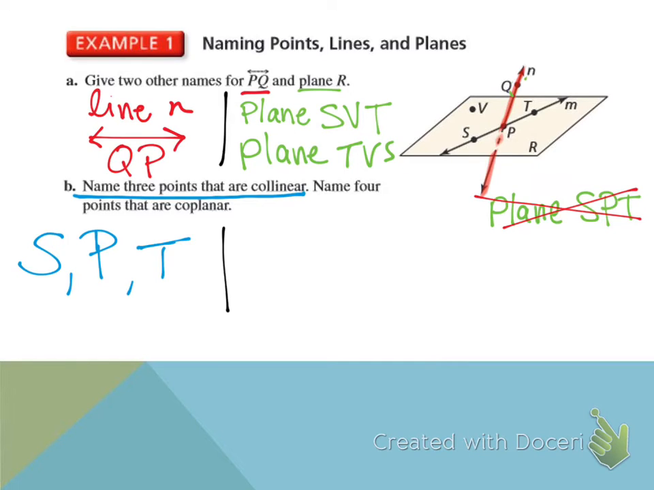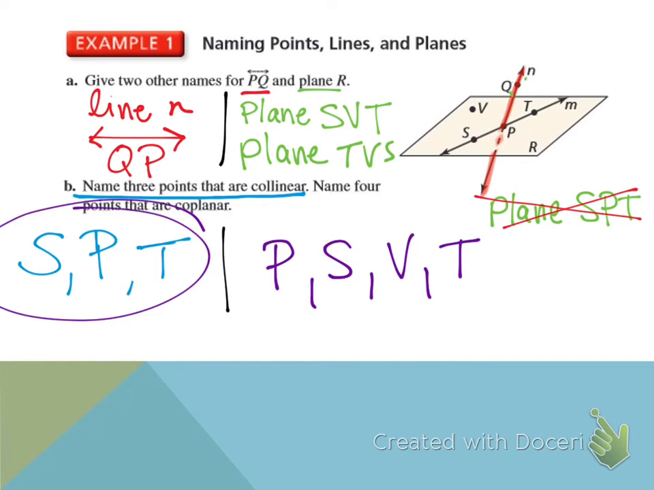The reason that students might get this wrong on a test is because they don't read the second half. There is a second half of this question that says name 4 points that are coplanar. What does coplanar mean? On the same plane. So which points are on the same plane? P, S, V, T. Could I use R? No. It's not a point. Could I use M? No. Not a point. Q is not on the plane. And then N, of course, not a point.